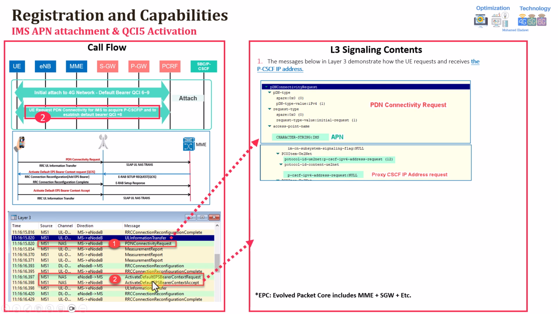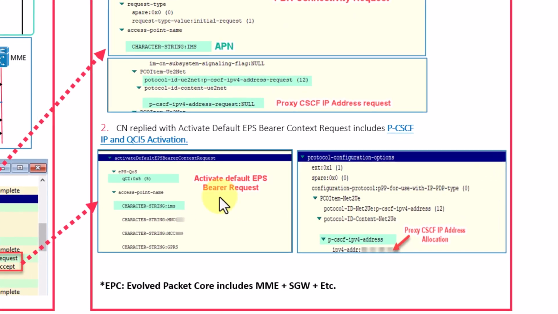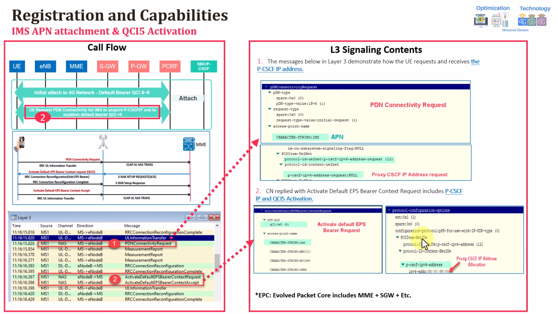Once he receives the response from the unit B, or through the steps which we just explained previously, he will receive this activate default EPS bearer request. Within that part, you'll find information about the IMS and the quality of service, and it will also give them the address. It will tell them, okay, this is the proxy CSCF IP version 4 address. You'll find the address here, and this is usually called proxy CSCF discovery.